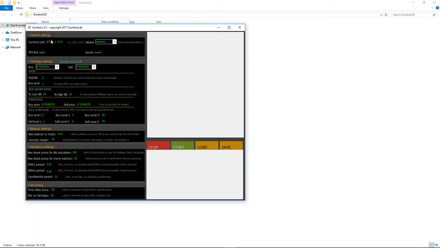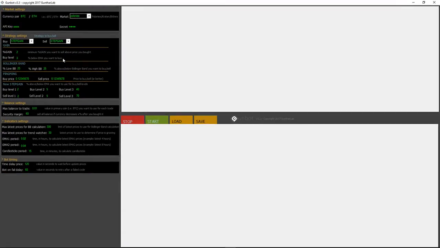Now you'll notice over on the left hand side of the window that pops up, I'll just maximize it so you guys can see it a little better. You've got trading pairs, which market, your API key, your secret, and then a whole heap of other settings. So basically what you need to do is, depending on the market that you trade on, in this case Poloniex, you'll need to go through and add an API key.